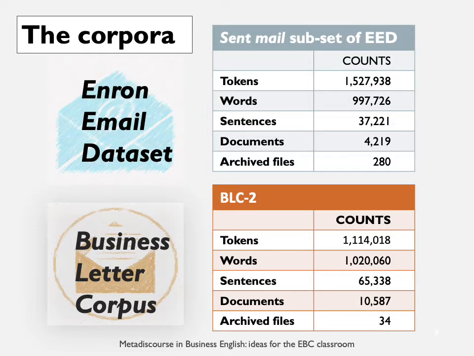For the purposes of my investigation, I have selected a subset of sent emails for a total of 1 million tokens from the Enron email dataset to match the size of the business letter corpus. Both corpora include a variety of documents and various kinds of inter-office correspondence. The sent mail subset of the Enron email dataset includes 4,200 documents in 280 archived files, 1,520 tokens, and 997,000 words, while the business letter corpus is gathered in 34 archived files with 10,500 documents, a little more than a million words, and 1,114,000 tokens.